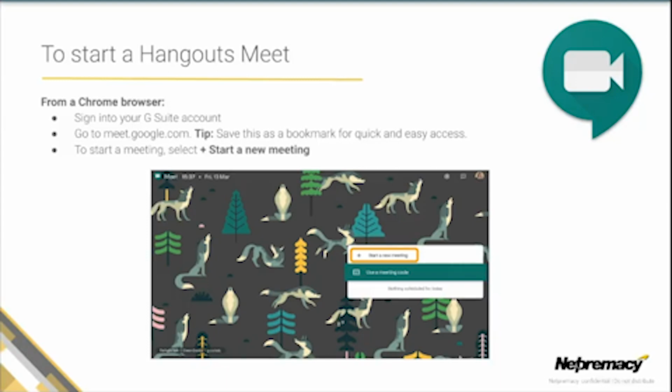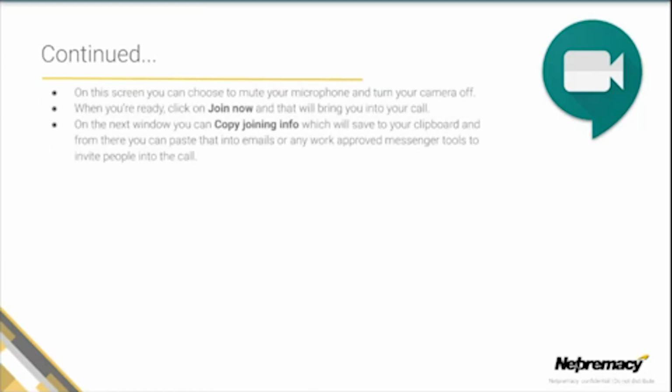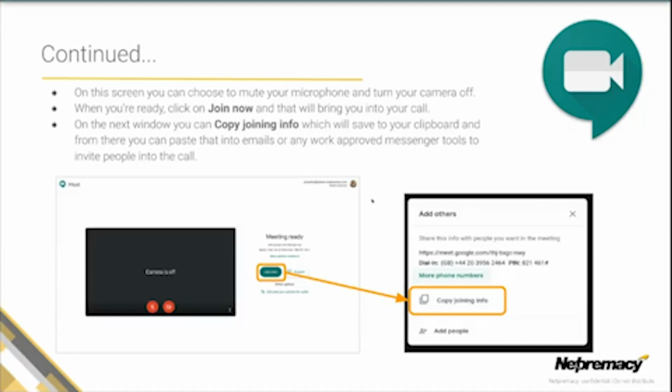If you're simply wanting to start a new meeting, you would select this area here with the plus icon and start a new meeting. Now, on the screen that comes up after you choose Start a New Meeting, you have the opportunity to mute your microphone and turn your camera off. You also have the ability to select Join Now. This is what will bring you into that call.